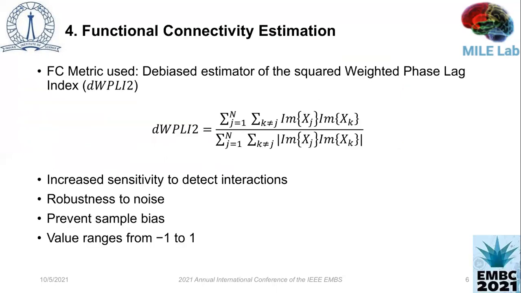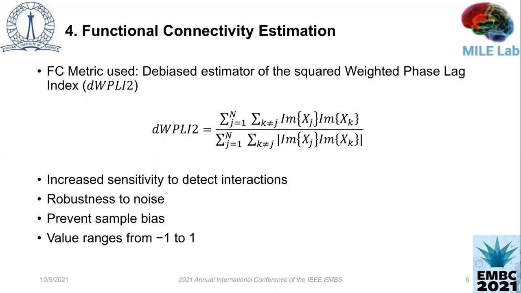We further proceeded to the functional connectivity estimation. The debiased estimator of squared weighted phase lag index was used as a metric for functional connectivity computation. The metric computes phase synchronization between signals. The computation considers only the imaginary component of the cross spectrum of 2 time series and is not largely affected by the volume conduction artifacts.